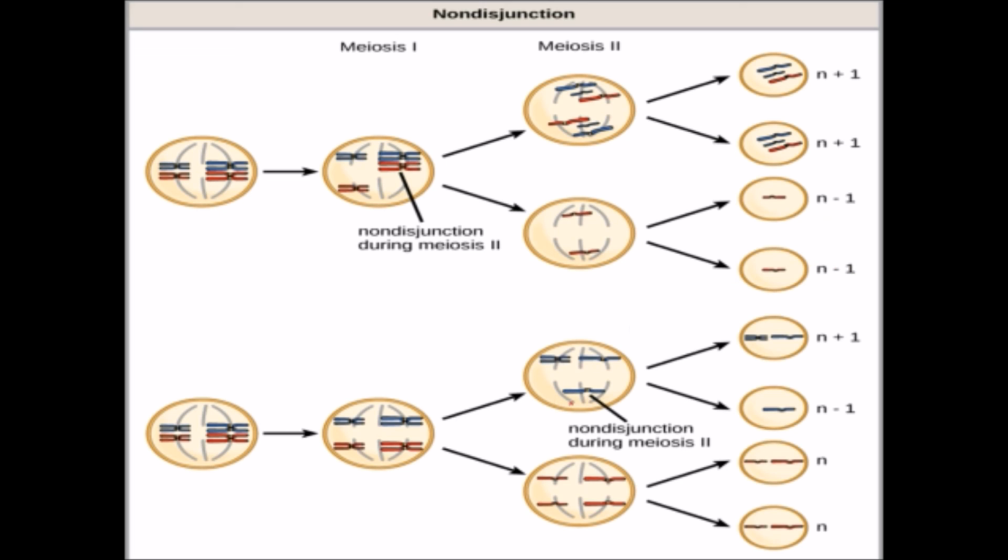But when non-disjunction occurs during meiosis II, both the cells after meiosis I might have the normal distribution, but non-disjunction during meiosis II will lead to the formation of n plus 1 and n minus 1 cells along with the two normal cells, because non-disjunction is not occurring in these cells. So the option will be the first one.